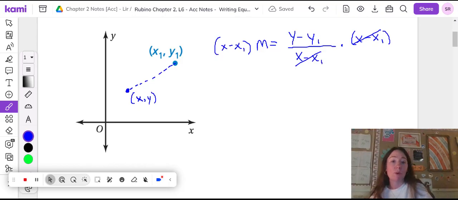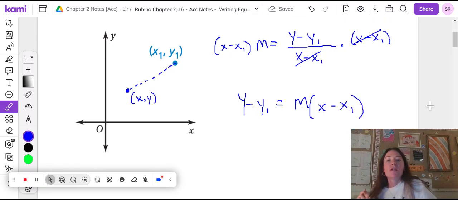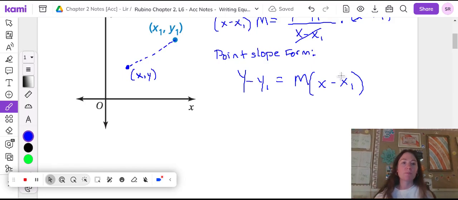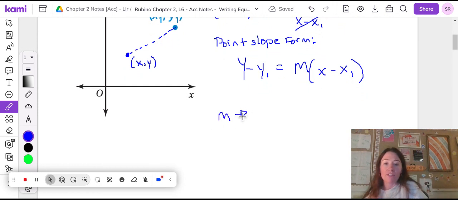Okay, so now I'm just going to rewrite what I have left. I'm going to put this on the left side because usually y is on the left side with point slope form. Y minus y sub 1 equals, and on the other side I have m times x minus x sub 1. This is point slope form. Okay, so all they really did here was multiply both sides of the slope formula to come up with this format of an equation. Okay, and when you have an equation written in this format, m is obviously the slope.